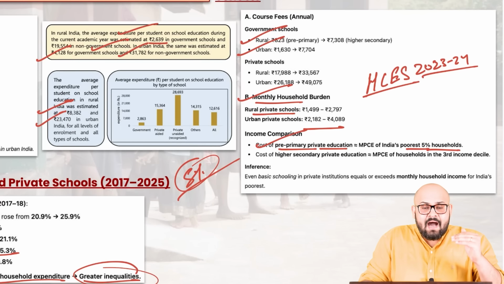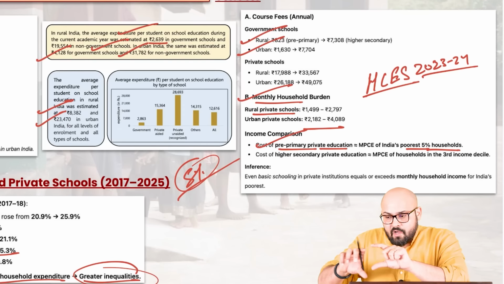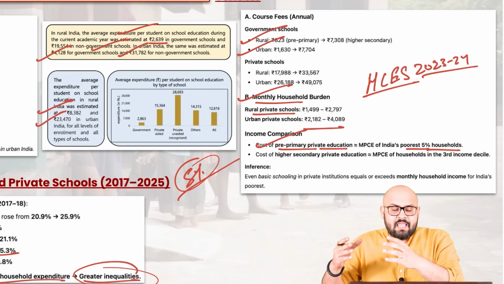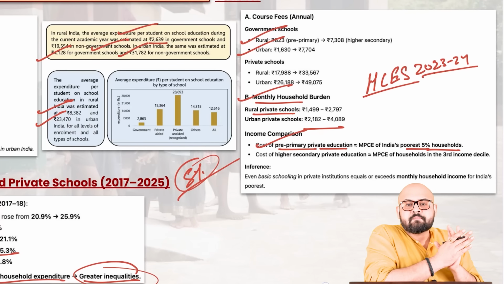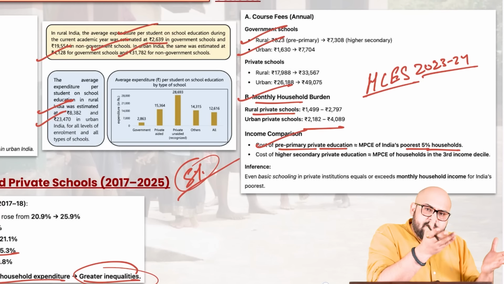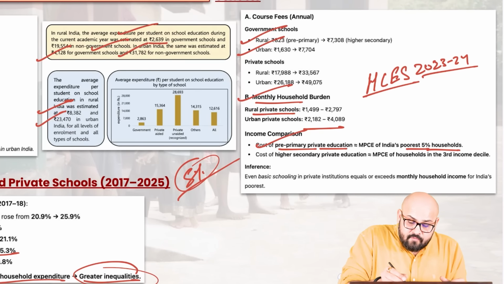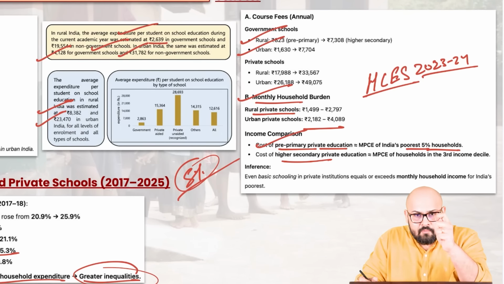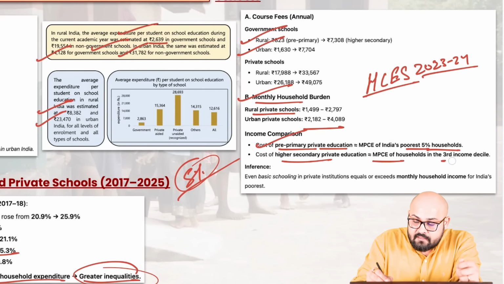So the expenses are increasing. Just imagine the condition of these people at the lower rung. They will not even be able to send their children to private schools. No option left. They'll have to send them to government schools, and over there are quality issues. Then again, the cost of higher secondary education is almost equal to the monthly per capita expenditure of households in the third income decile.